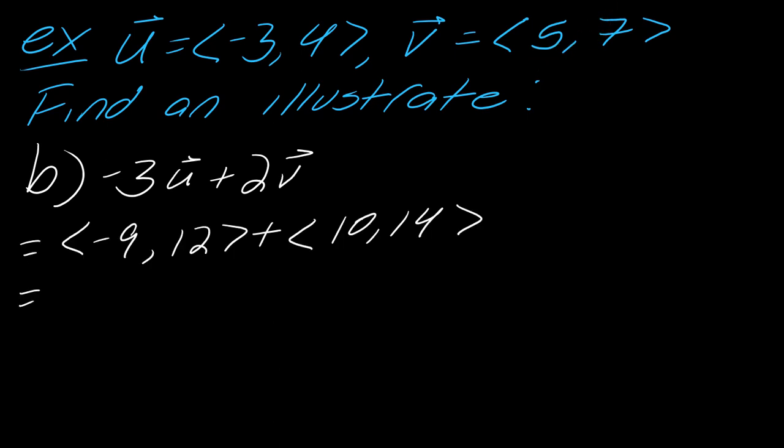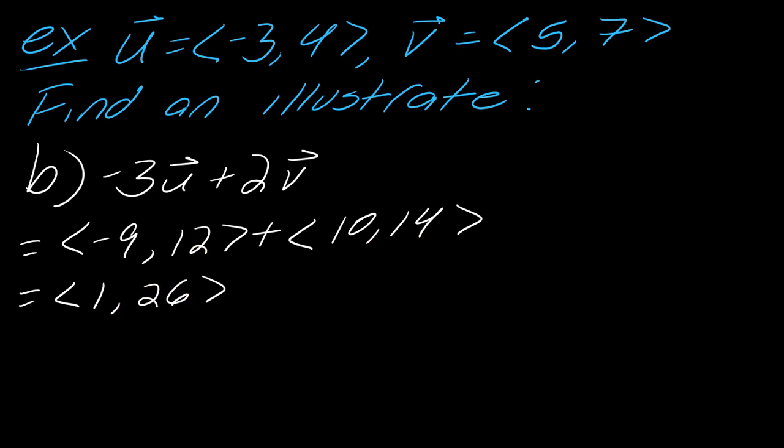So if I do that, this becomes negative 9 and 12. Right, 3 times negative 3 is negative 9, and 3 times 4 is 12. And then 2 times 5 is 10, and 2 times 7 is 14. So hopefully that's clear. And then I just add the components. So negative 9 and 10 is 1, and 12 and 14 is 26.